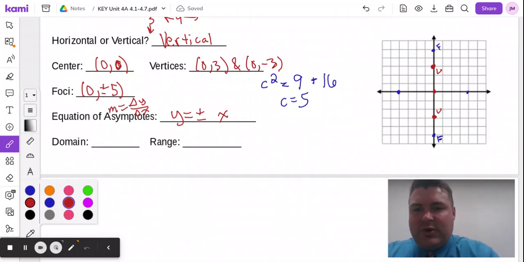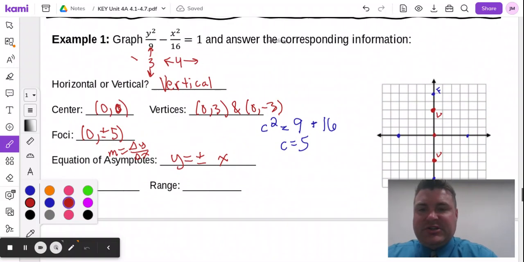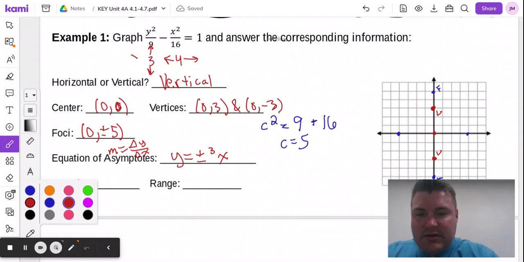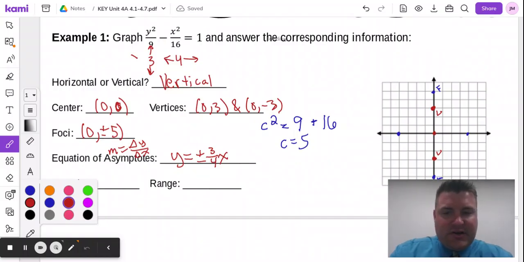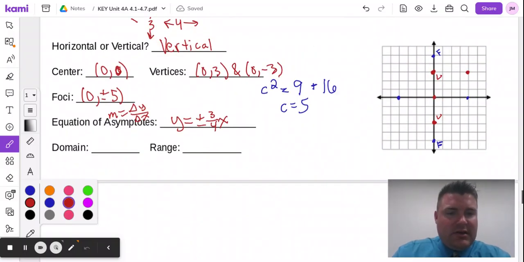So our change in y is going to be 3, because our y's are changing by 3 because it's 9. And then our x's are 4. So that's our slope, okay? So if you go from our center, you're going to go up 3 over 4, which is going to line up nicely with the blue and the red. And then we're going to go from here to here.